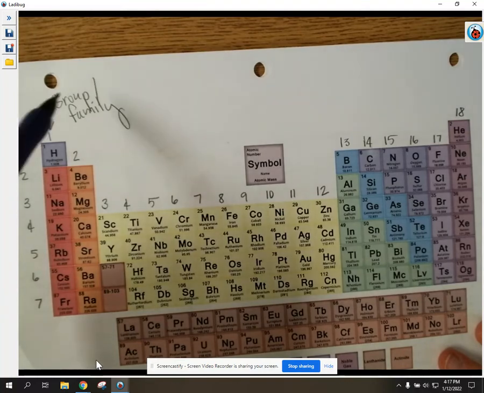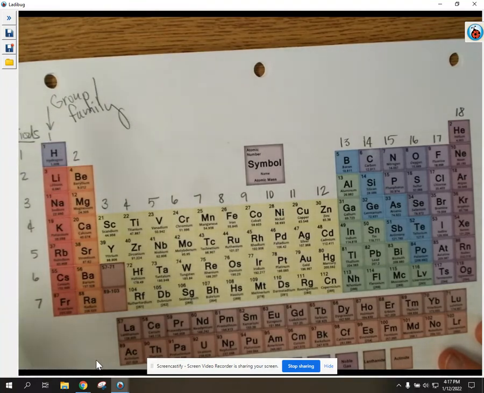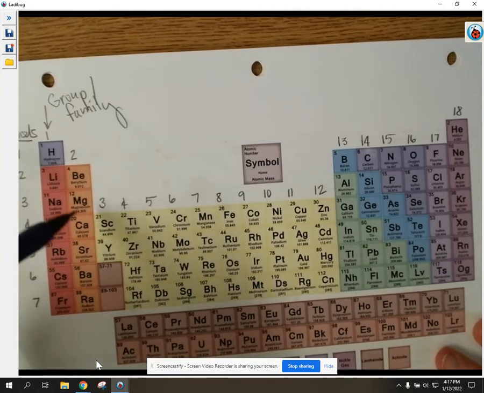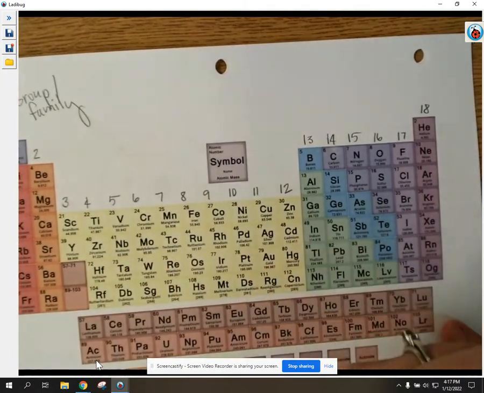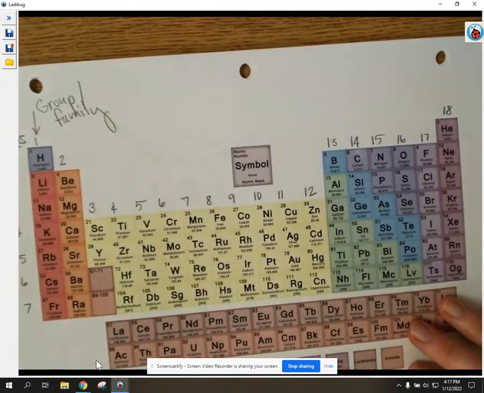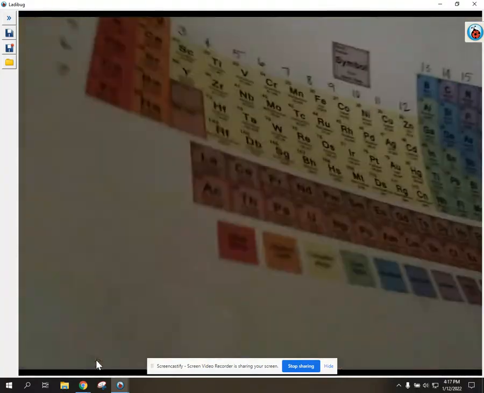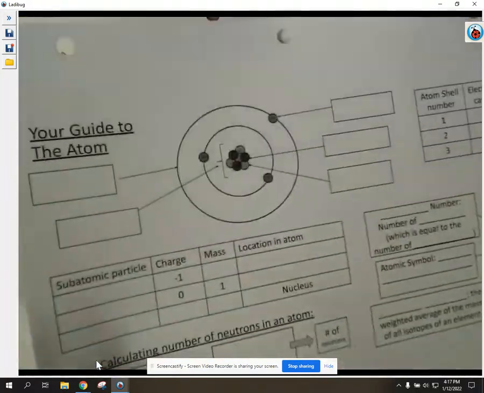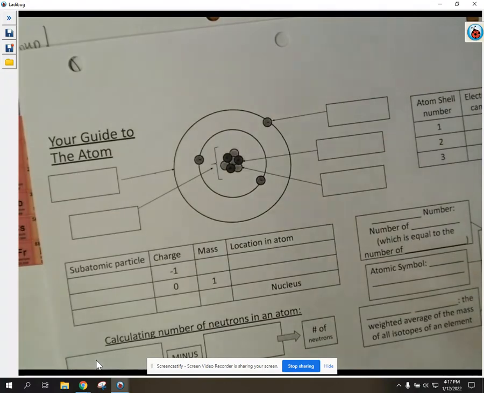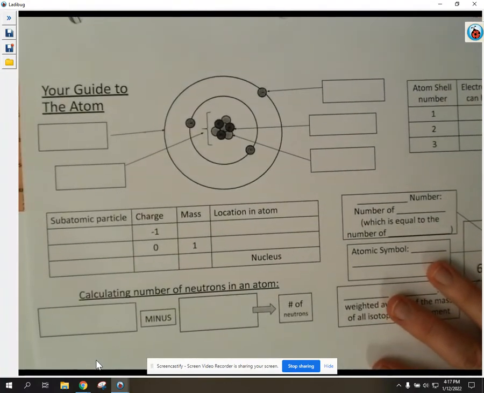Each column is known as a group or family. Those words can be used interchangeably, and those are numbered 1 through 18. So if we look at our notes, hopefully, again, you've already watched that video, so you are a little familiar with the parts of the atom.